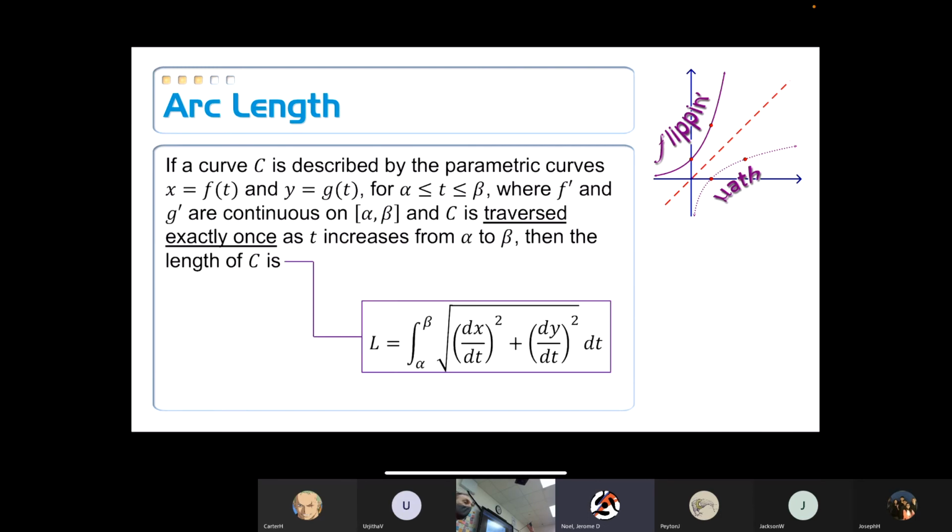Now it does put in an extra little bit here, and that's assuming that your curve is only traversed once. As t increases, let's say from 0 to 5, we want to make sure that it only goes over your curve, whatever it is, once. If it did, you have to make sure that you only do that part, or else you're going to double up on your perimeter, your arc length.